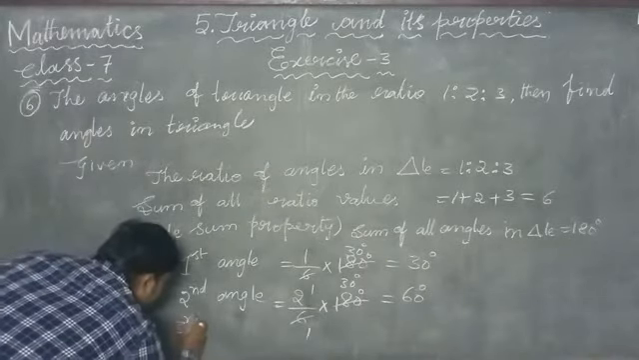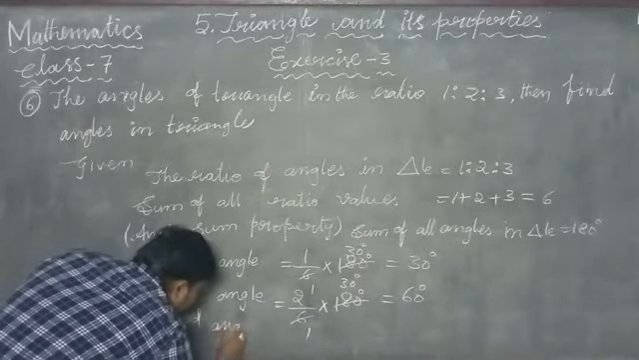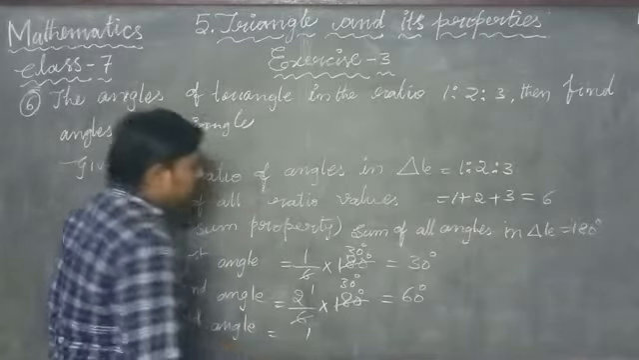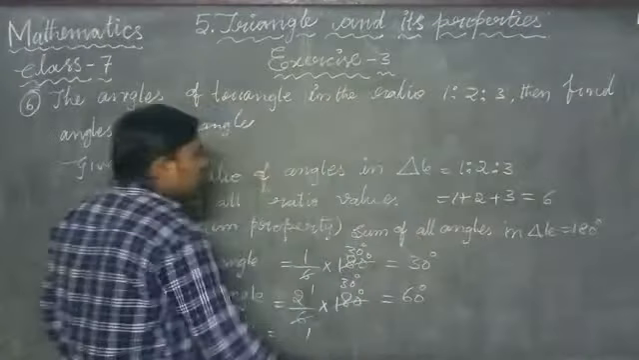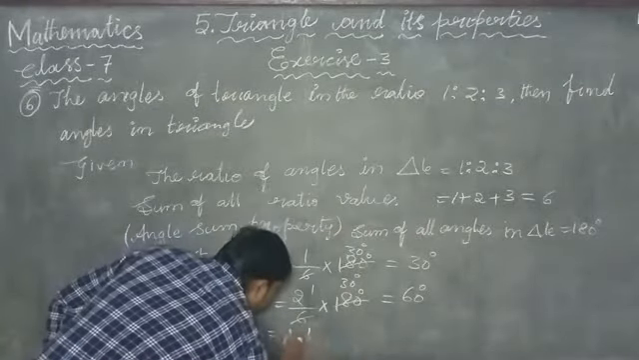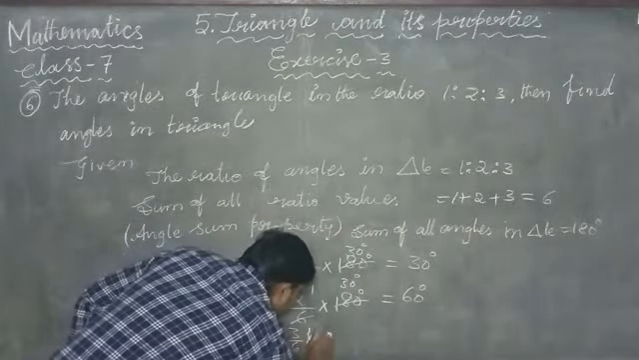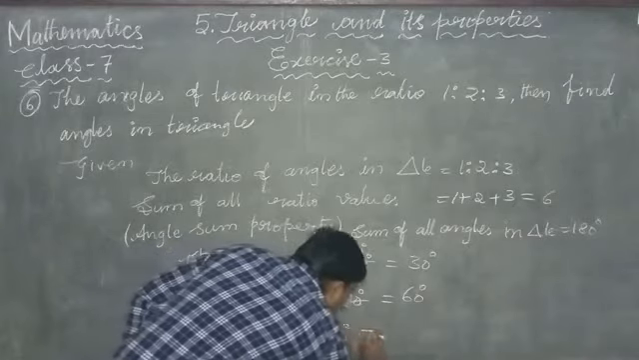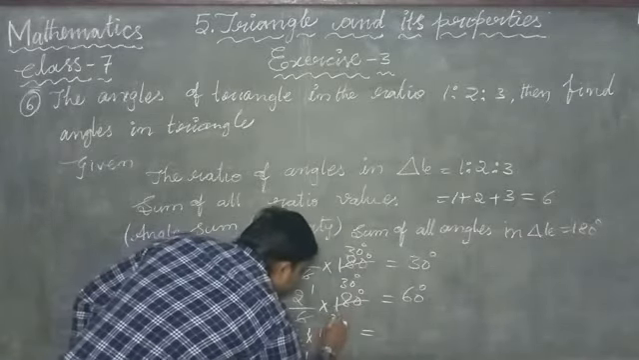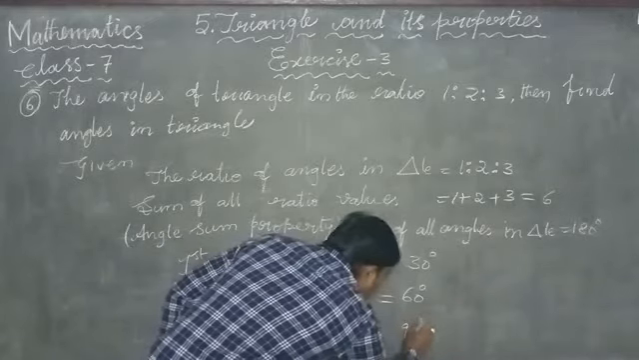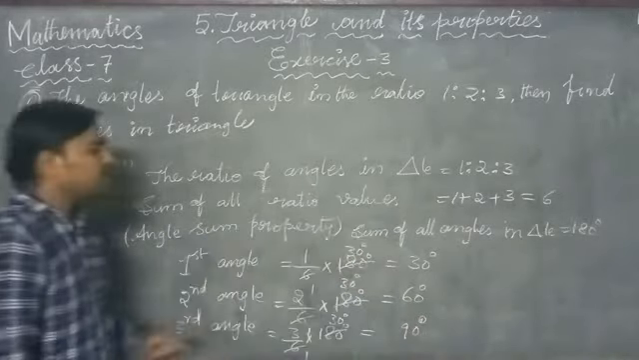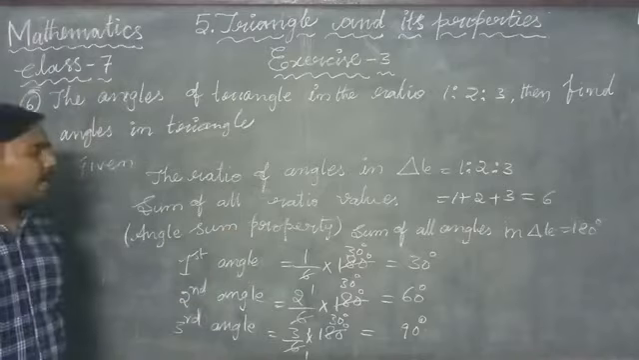The third angle: here the ratio representing the third angle has 3 parts out of 6 parts. Then 3 by 6 into 180 degrees. 6 ones and 6 thirties. It means 3 into 30, 90 degrees. Okay, these are the 3 angles.